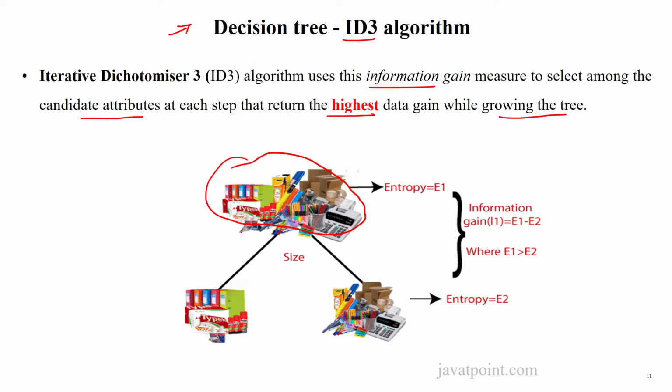From the given data set, we are taking size as the attribute. From this, we are calculating the entropy. Based on the entropy, this attribute is selected. Then the samples are classified into two classes. So this is the simple pictorial representation. We will see it elaborately in the forthcoming slides.